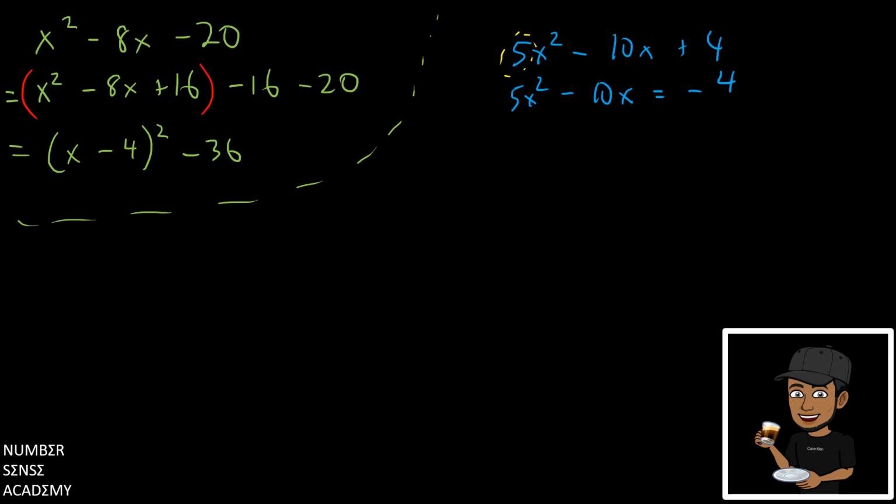Okay? Now I'm going to factor out the 5, because 10 and 5 can accommodate 5. So I'm going to factor out 5. So I end up with 5 times x squared minus 2x. And that's equal to -4.